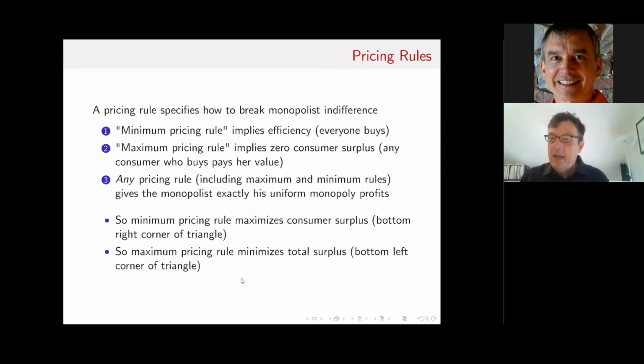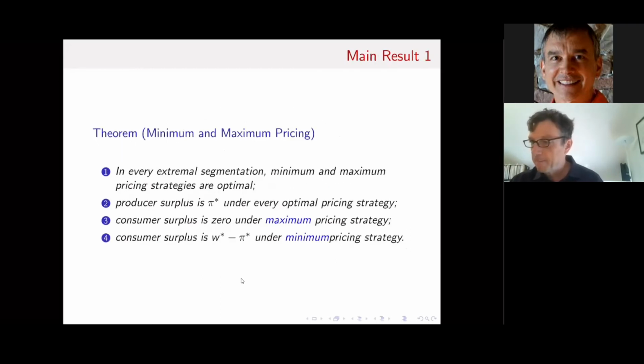And finally, any pricing rule that just uses the support of the extremal segments will also give me an optimal rule, and it will keep the monopolist at his uniform monopoly profit because it always includes our original price and our original valuation. So that is the result. That is, we can attain an extremal segmentation. I showed you how to do it.